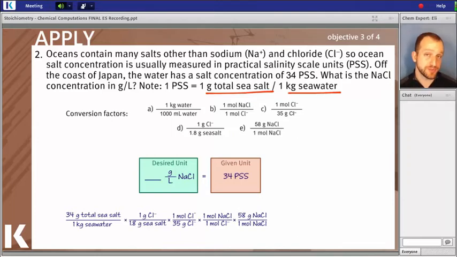I do have grams of sodium chloride. I have finished my numerator conversion, but now I've got to do something about that denominator. I can't end in kilograms. All right, now I have conversion factor A as an alpha, which has 1 kilogram per 1,000 milliliters.